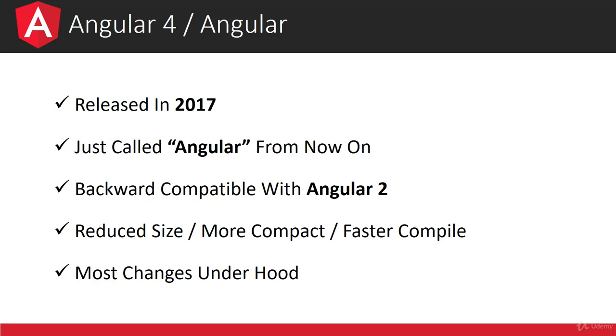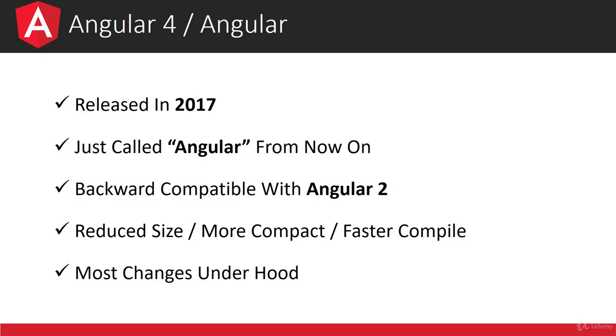So then we had Angular 4 released in 2017, and now it's supposed to be just called Angular. So not Angular 4, even though a lot of people do still call it Angular 4 and Angular 5, and I'm sure when version 6 is released, that'll be called Angular 6. But it's all just Angular. And version 4 is completely backward compatible with version 2. In fact, there's very few updates on the surface and with the syntax, much like Angular 4 to 5.